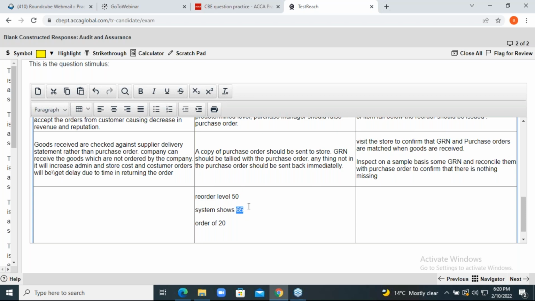So it is important that you place an order well before the warehouse is empty, well before the level at which it will get to zero. So that is why reorder levels are used.